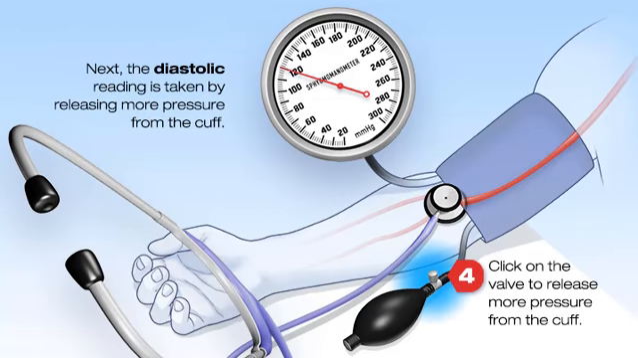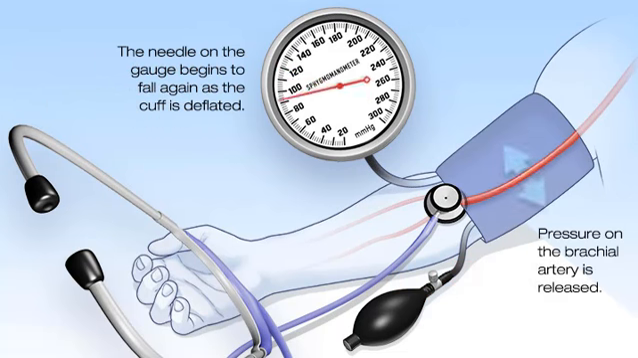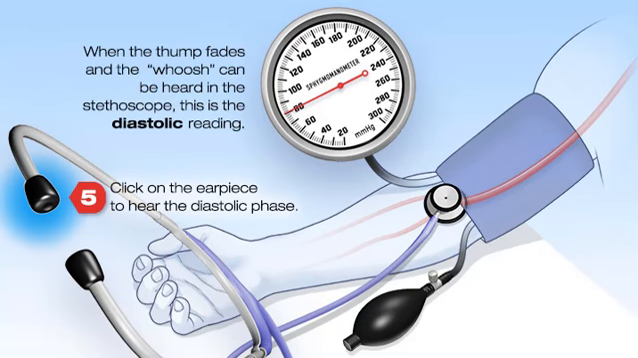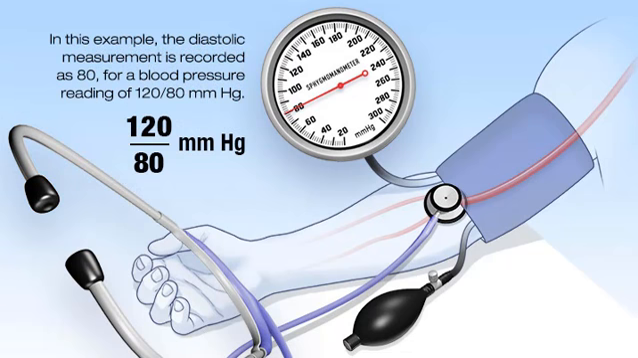Next, the diastolic pressure is taken by releasing more pressure from the cuff. When the thump fades and the whoosh can begin to be heard in the stethoscope, this is the diastolic reading. So this results in a blood pressure of 120 over 80.